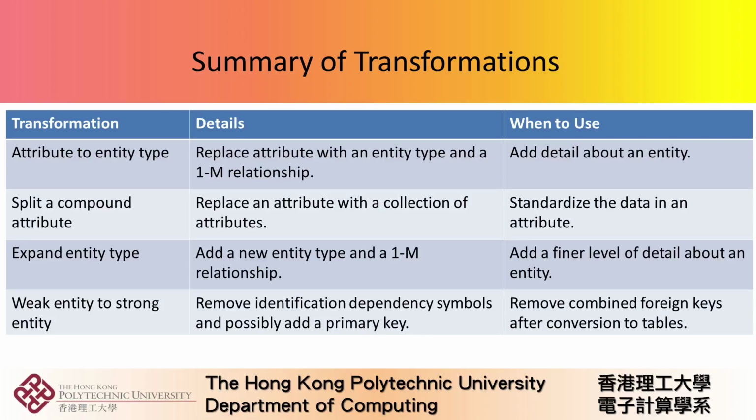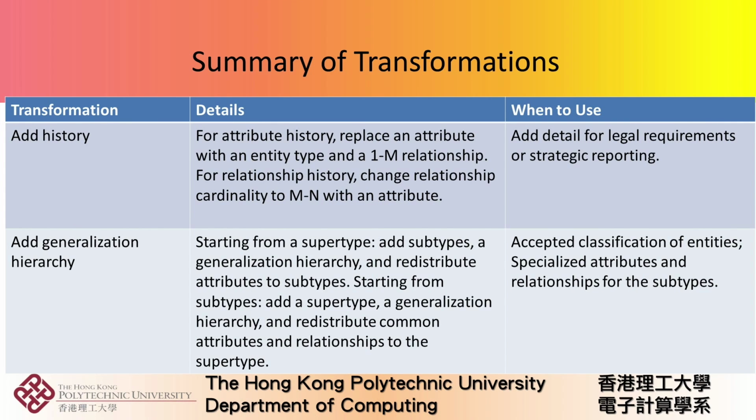Weak to strong entity transformation removes identification dependency symbols and possibly adds a primary key. This transformation is used for removing combined foreign keys after conversion to tables. History transformation can be classified as attribute history transformation and relationship history transformation.